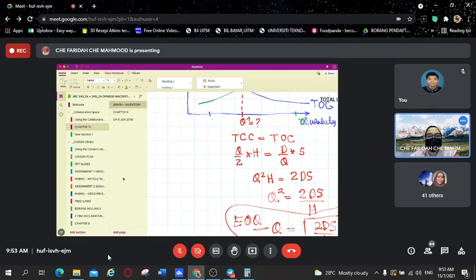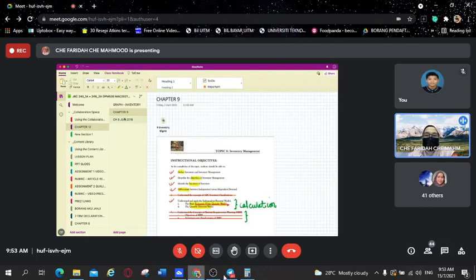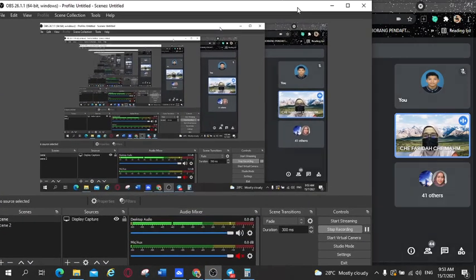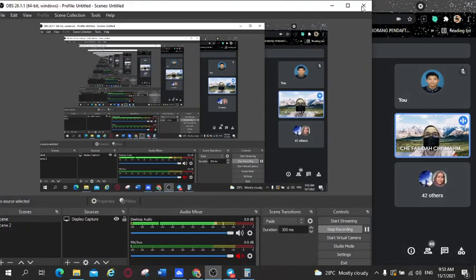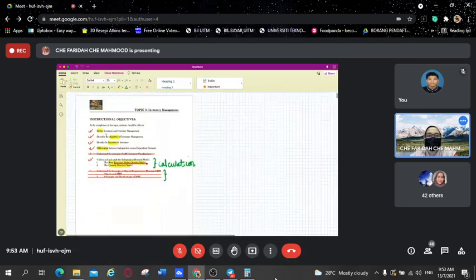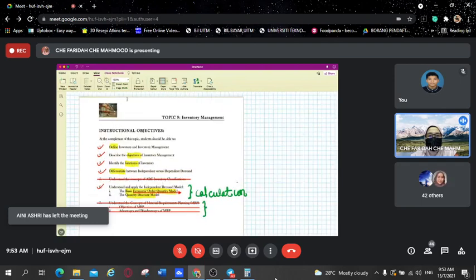Okay, now let me click this one, chapter 9. As you can see here, chapter 9. So these are the whole things about inventory management. But this is at diploma level. And you're not going to actually learn to a certain extent. The theoretical part I have already explained to you on this one. I zoom in, so you'll be able to see clearly.